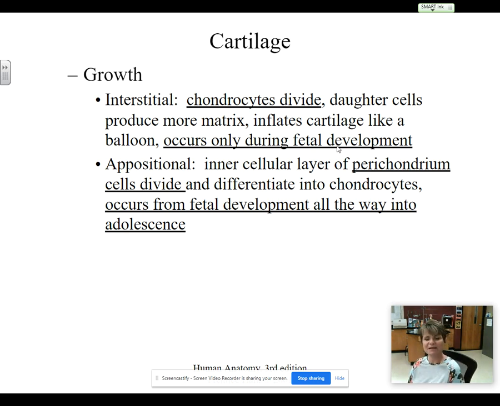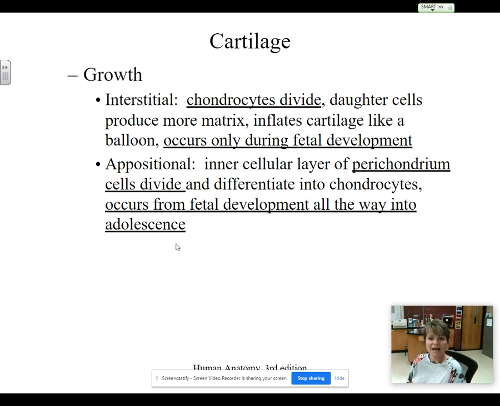And again, as I said, this happens during fetal development, but it happens after birth as well, all the way through your adulthood. Actually, it's not just into adolescence, but all the way through your adulthood. Appositional growth is occurring. Cartilage never stops growing. If you've ever noticed, it's especially noticeable on elderly men, how large their ears and their noses are. Okay, your nose contains cartilage, and so does the flap of your ear, and it grows your whole life.